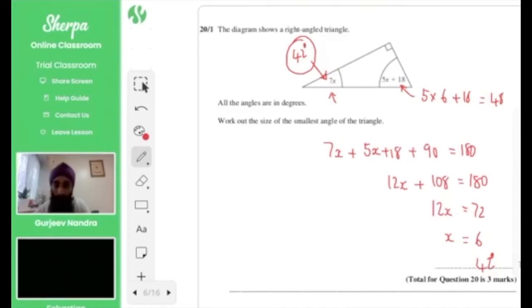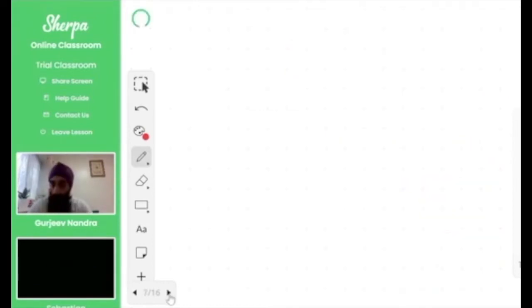We'll look at a few more problems. We'll try and get some calculator problems in there. So this question here is 3 marks. You would get 1 mark for getting a correct equation. You'd get a mark for a correct value for x, and then you'd get a mark for identifying the correct angle, size of the smallest angle in the triangle, which is 42 degrees. Going on then to the next one.